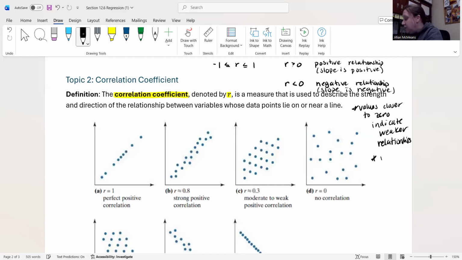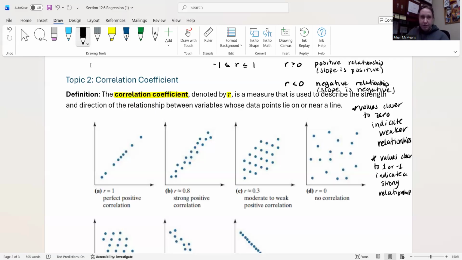And then values closer to 1 or -1 indicate a strong relationship. So the closer you are to 1 or -1, the stronger the relationship is. The closer you are to 0, the weaker the relationship is. If r is positive, that would indicate a positive trend, meaning the slope of the line will be going uphill. And r values that are negative would indicate a negative relationship, meaning that as x gets bigger, y gets smaller. So you'd have a negative slope.